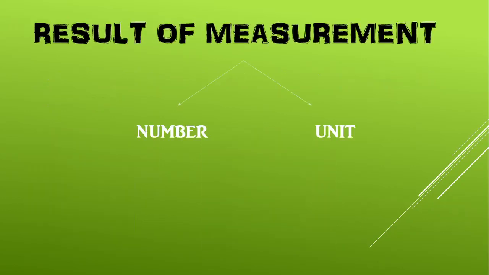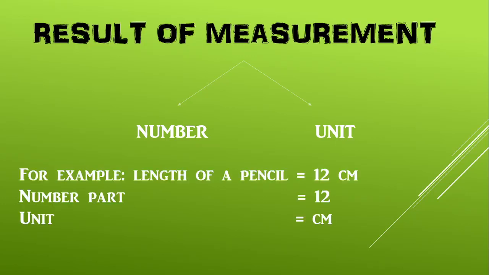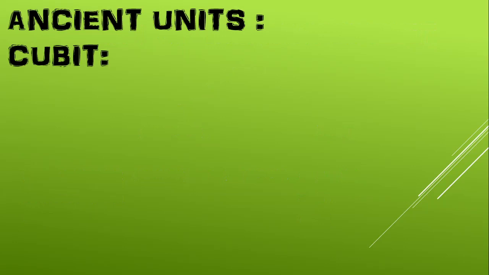How to express measurement? It is usually expressed in two parts. One is the number part and another is the unit part. Let's consider the same example. The length of the pencil is 12 centimeter. In this, 12 represents the number part and centimeter represents the unit part.